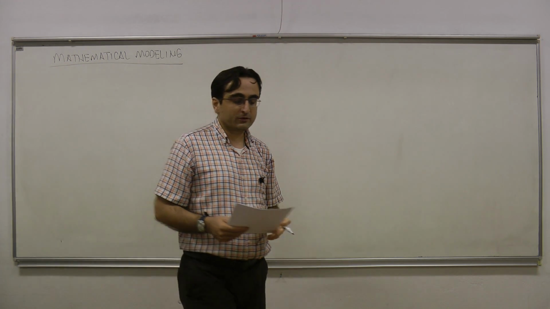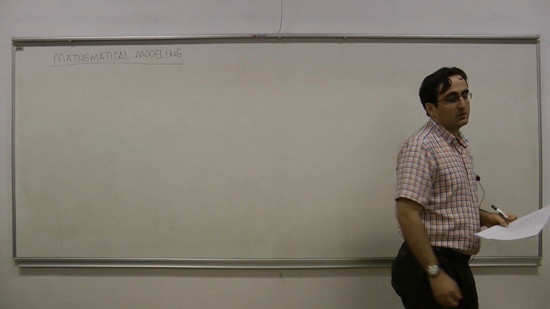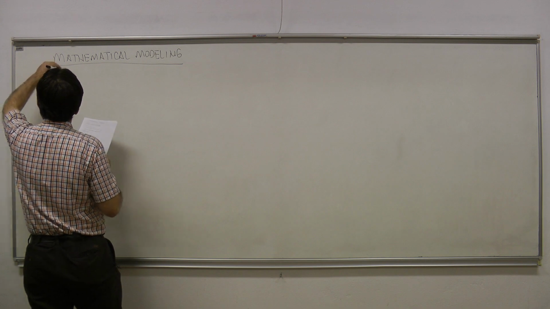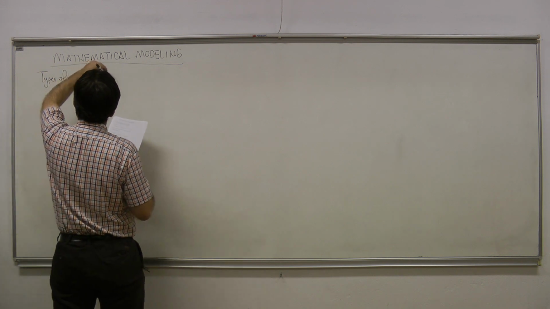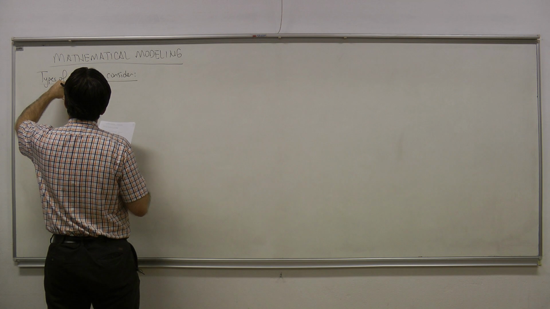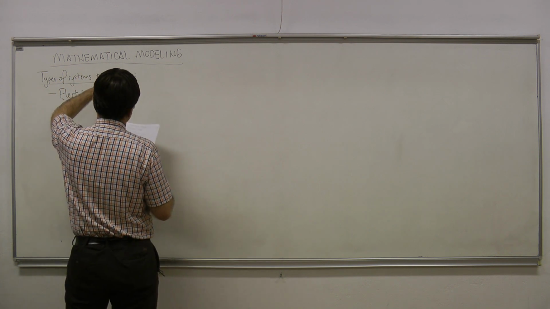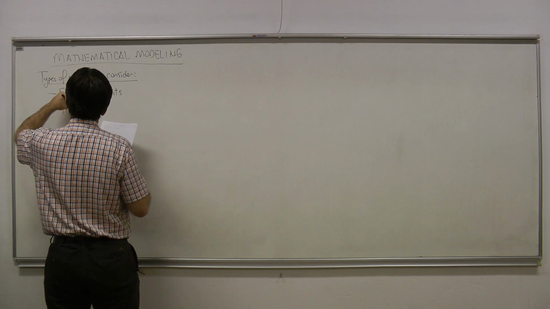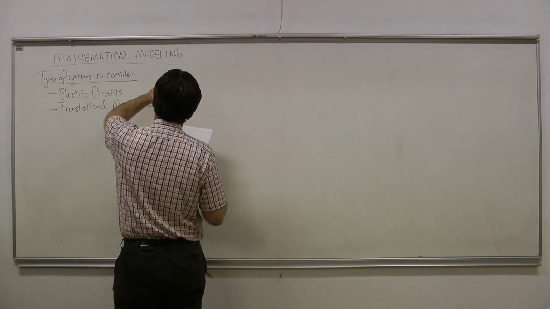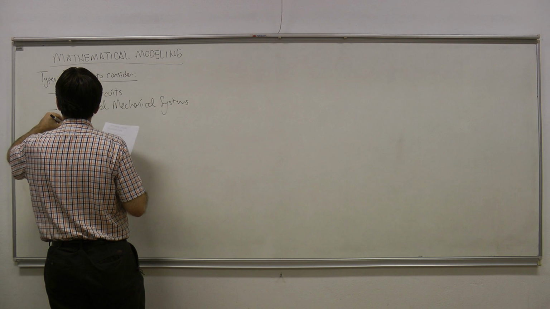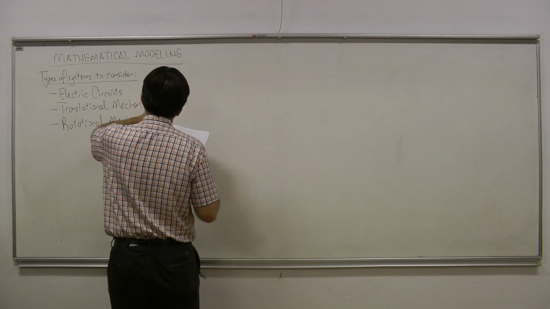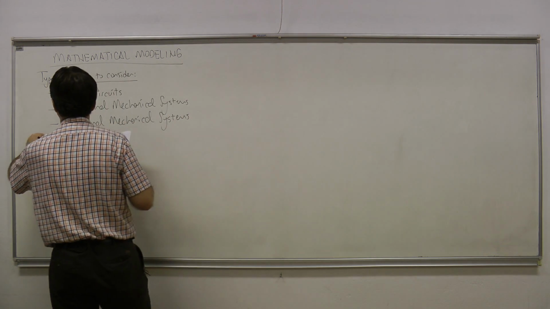So in this course we are going to see some example systems, and these systems are going to be the following. Types of systems to consider. So we're going to be working with electric circuits, translational mechanical systems, rotational mechanical systems, and DC motor.